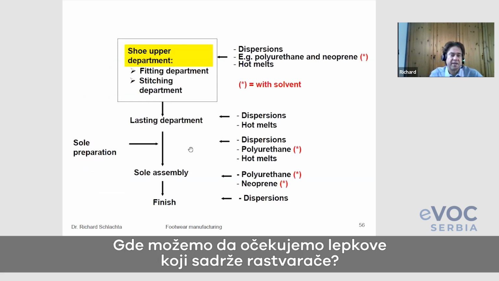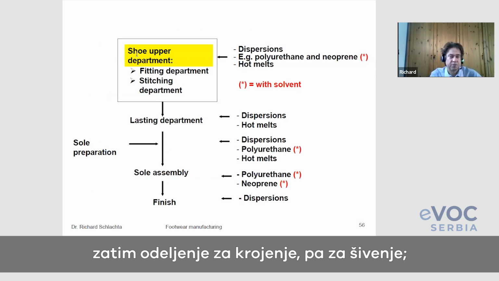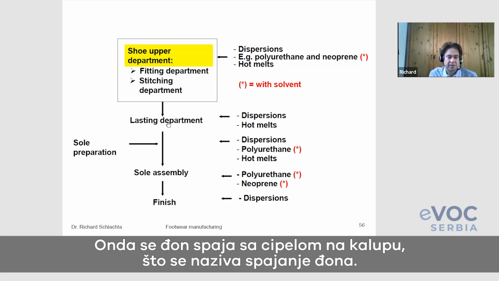So where can we now expect solvents or solvent-containing adhesives? You see, we have different departments. We have the shoe upper department where the upper is managed. We have the fitting department and the stitching department. Then it comes to the lasting department. Later you will see what it is. And before that you have the sole preparation. And sole plus lasting come together, and that is then called the sole assembly.